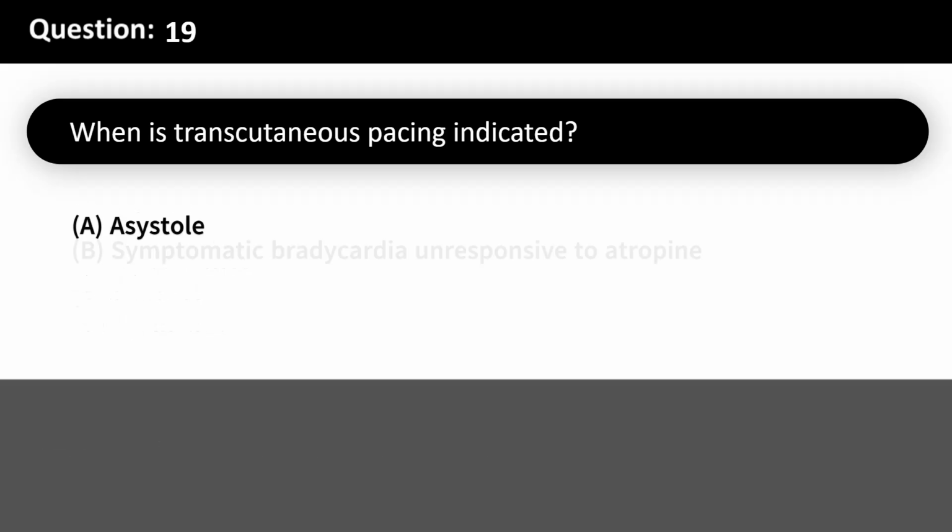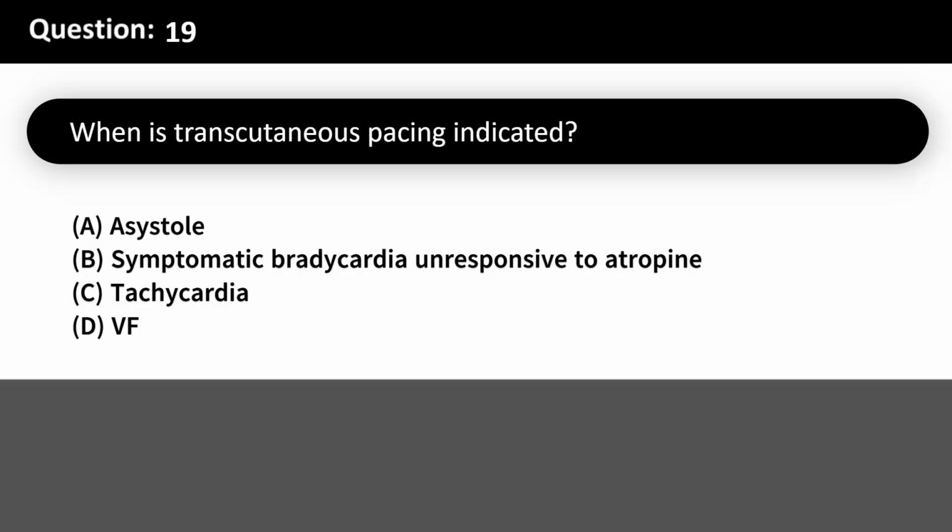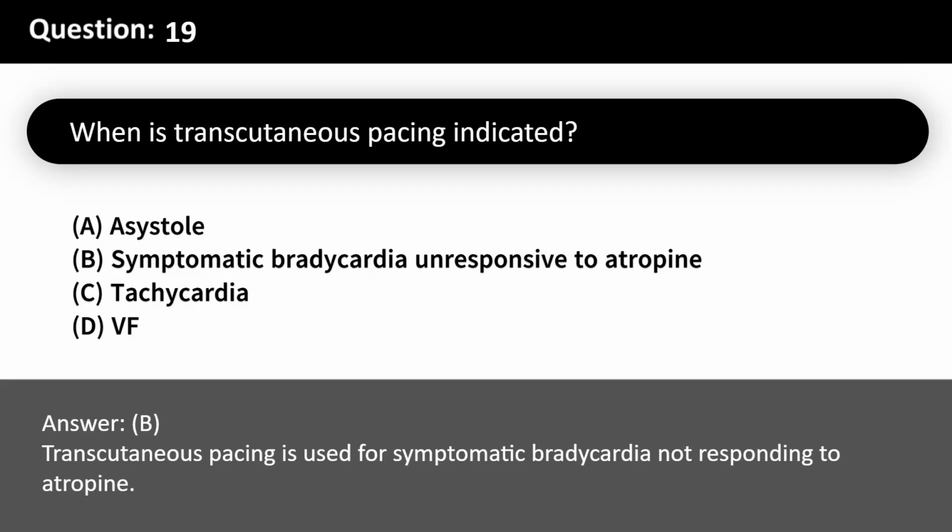When is transcutaneous pacing indicated? A. Asystole. B. Symptomatic bradycardia unresponsive to atropine. C. Tachycardia. D. VF. Answer: B. Transcutaneous pacing is used for symptomatic bradycardia not responding to atropine.